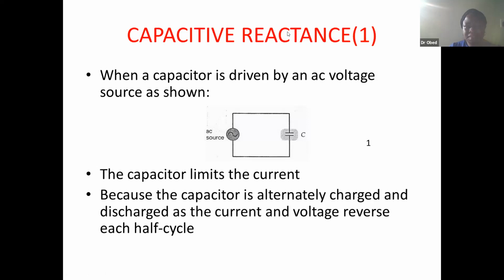This is an AC voltage source, and this is a capacitor. So the capacitor limits the current that flows in this circuit, but does not completely prevent the flow of charge. Because the capacitor is alternately charged and discharged as the current and voltage reverse each half cycle. We'll see that shortly graphically.